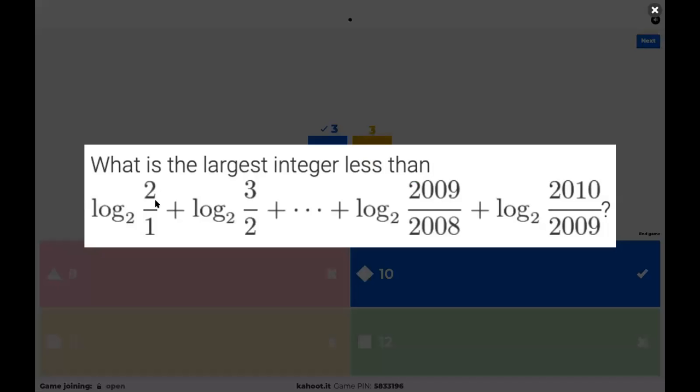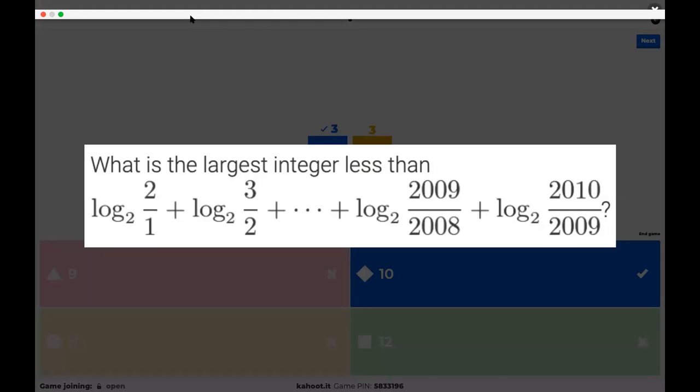Right, so everything cancels if you put them all in the same log, and you're left with log base 2 of 2010. So 2 to the 11th power is 2048. So the largest integer less than that would have to be 10. Right, you have to be careful whether you're rounding up or rounding down.